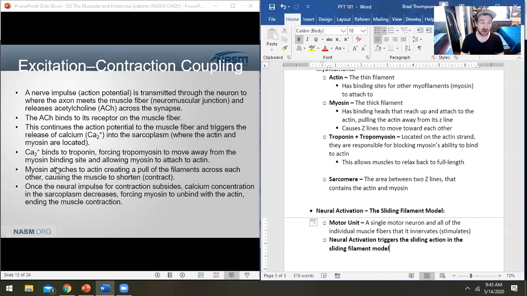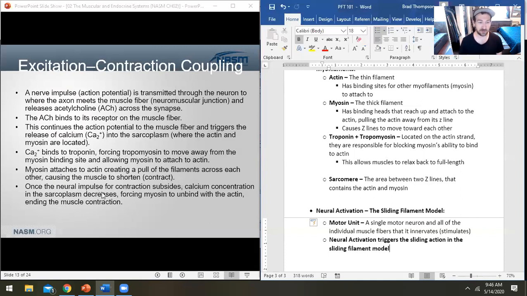Now, myosin is going to attach to the actin, and that's going to cause the sliding part of the sliding filament model. The troponin and myosin over there are going to move this way. The ones over there are going to move this way. And my Z line, my sarcomere, is going to shorten.